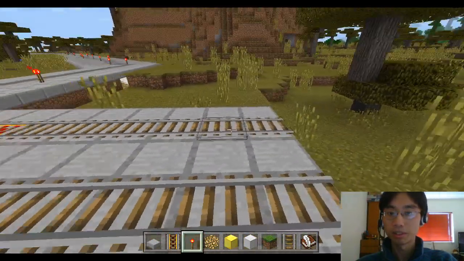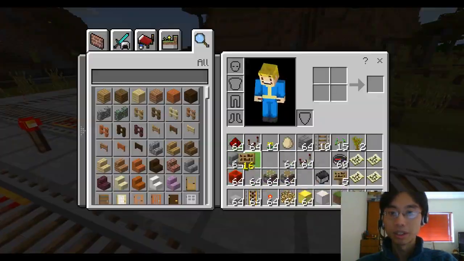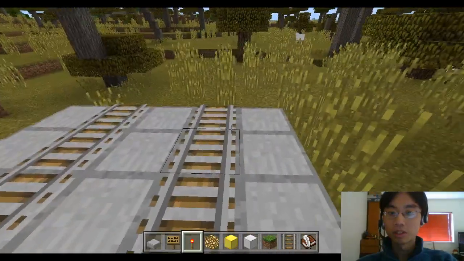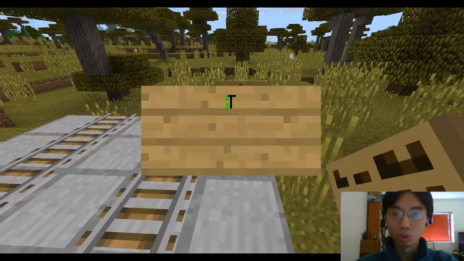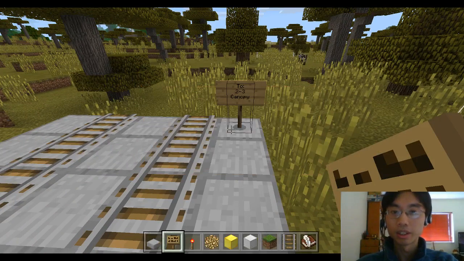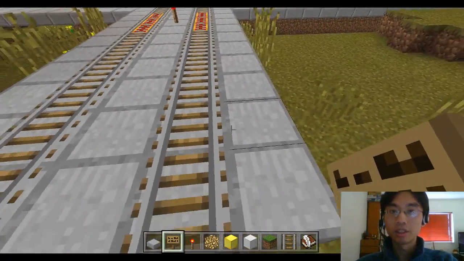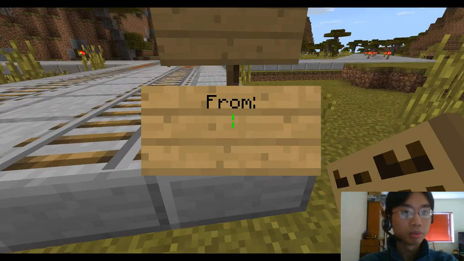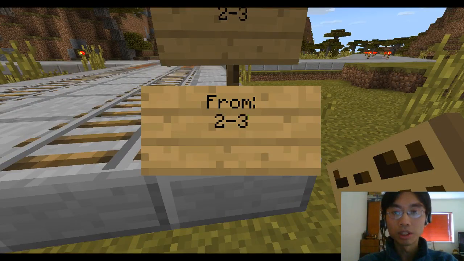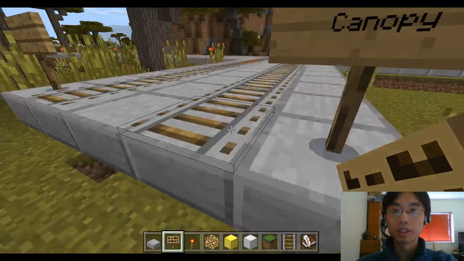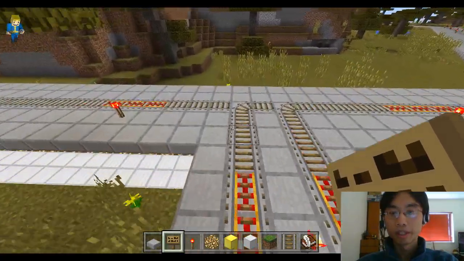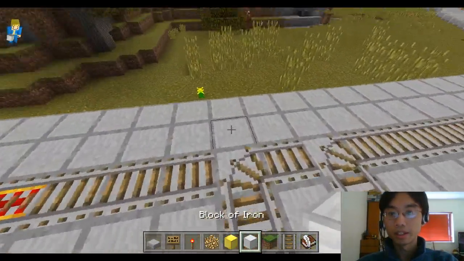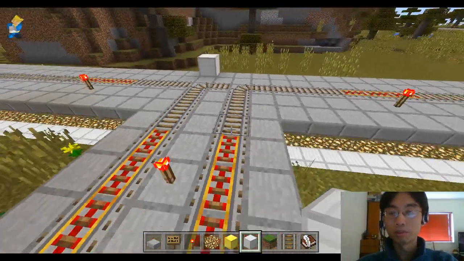1, 2, 3, 4, 5, 6. So this is 2-3 canopy, and this is from 2-3 canopy. And then this sometimes is going to be a switch, but not today.